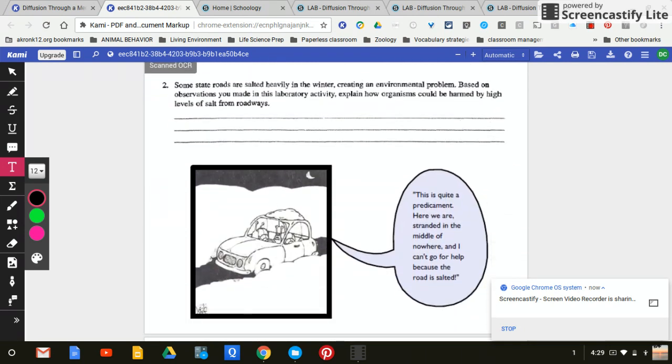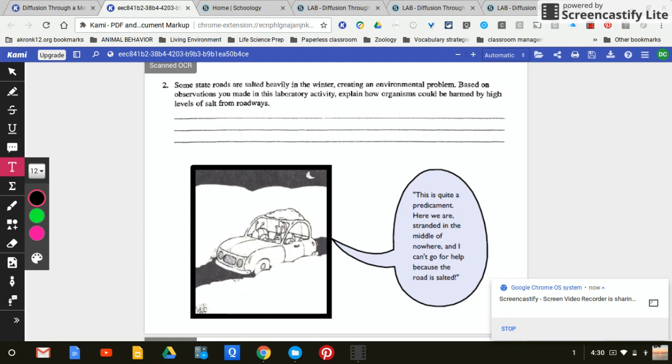This question says, some state roads are salted heavily in the winter, creating an environmental problem. Based on observations you made in this laboratory activity, explain how organisms could be harmed by high levels of salt from roadways. And I found this silly comic. There's some snails driving in a car. I hope you've never done this before, but I've heard of placing salt on snails and they kind of fizz and bubble and it kills them, which is awful. And the reason is because water diffuses out of their cells and they dehydrate essentially.